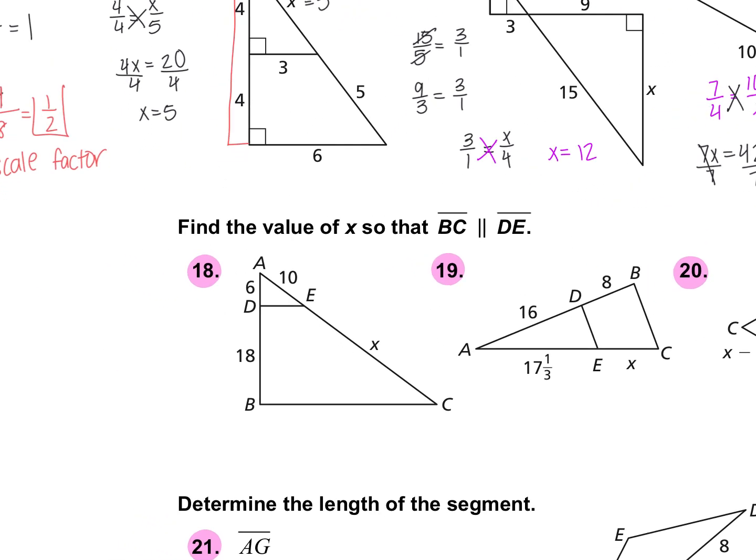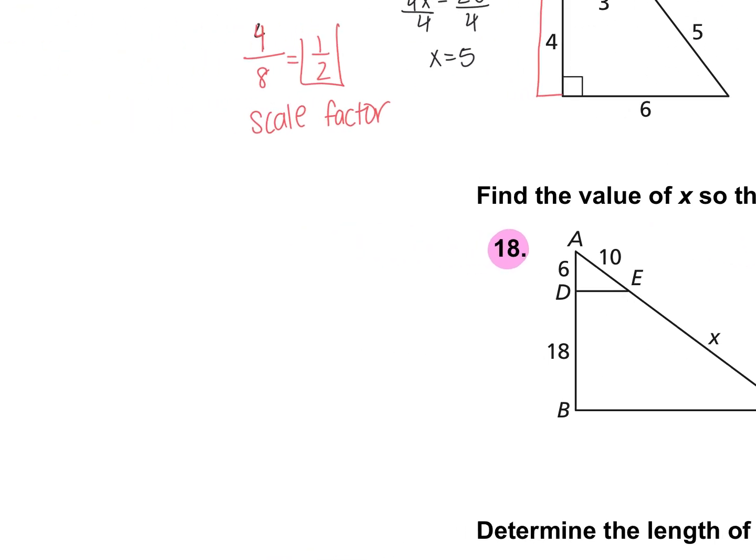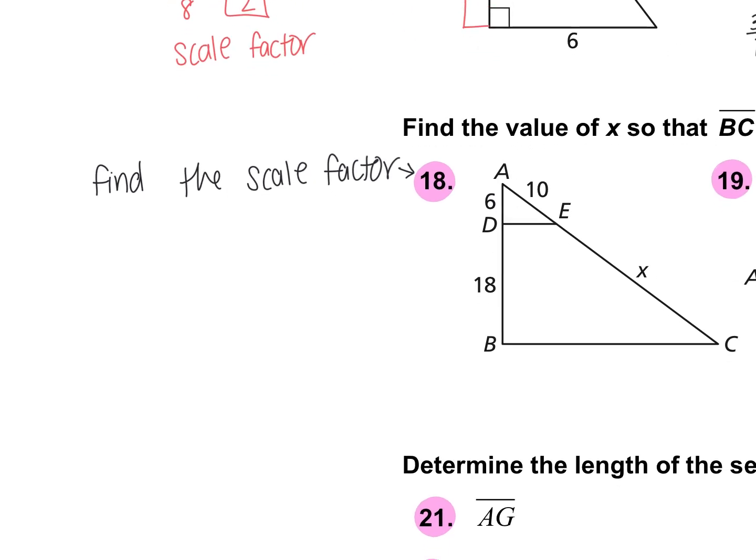18, 19, 20. So for 18, if they asked, find the scale factor. For 18, if you put the scale factor as 6 over 18 and you simplify this to 1 over 3, that is incorrect. Do not do that.